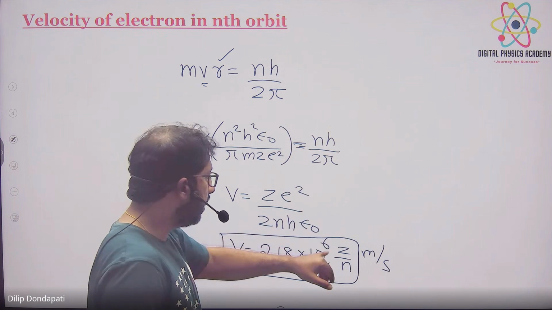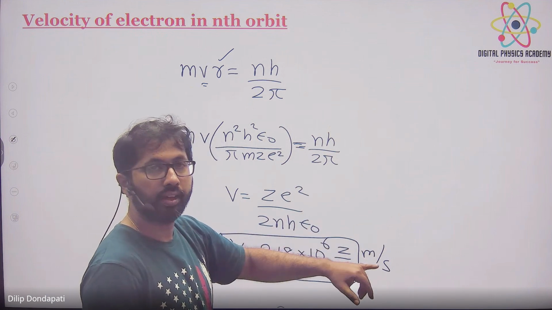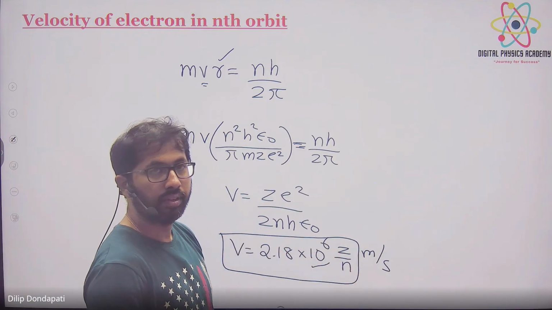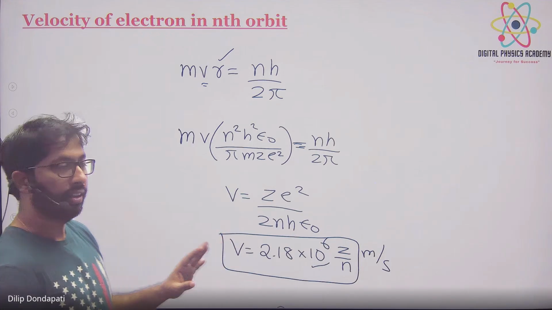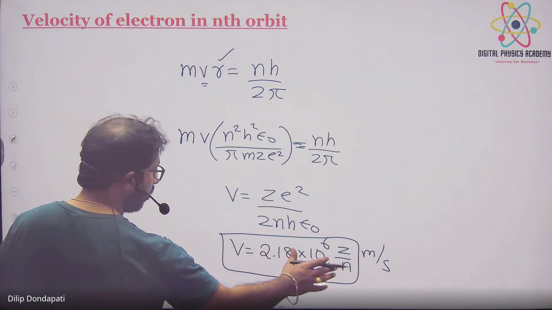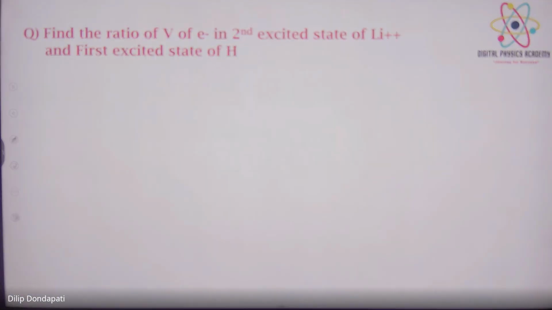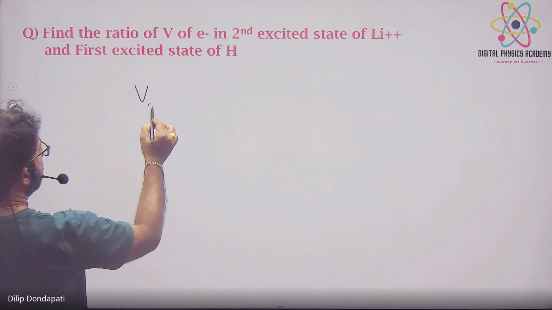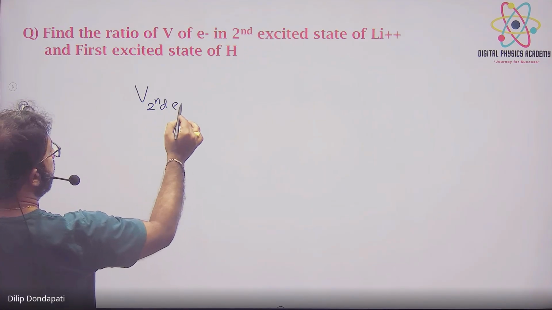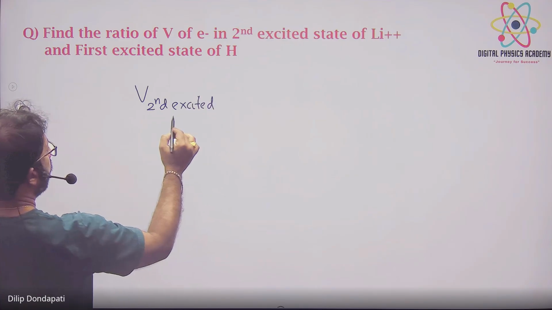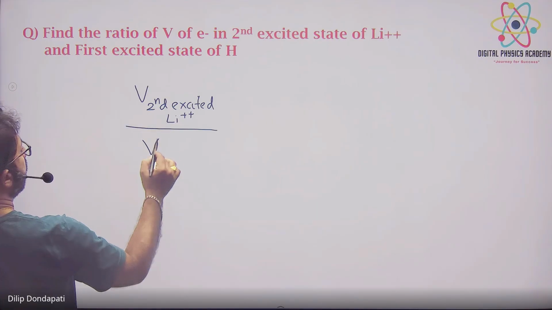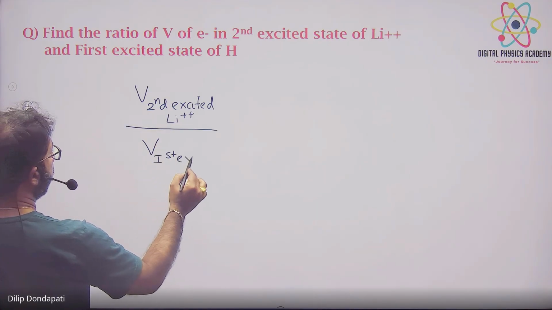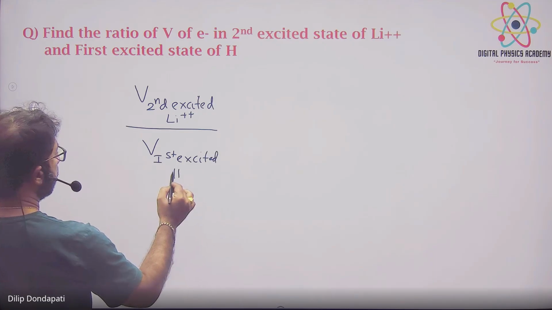Okay. And Z is atomic number. Helium का atomic number is how much? Helium का 2, and lithium का 3. ऐसा रहेगा, right? So this is the formula to use 2.18 into 10 power of 6 Z by n. He is asking find the ratio of velocity of electron in the second excited state. Velocity I want in second excited state of Li plus plus by velocity of the first excited state of H.